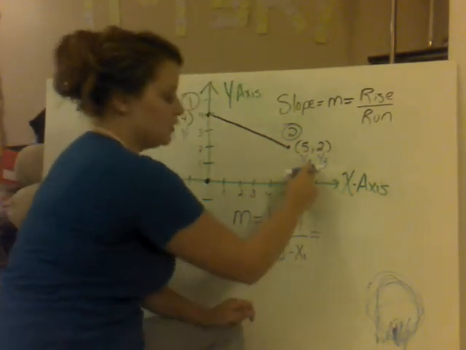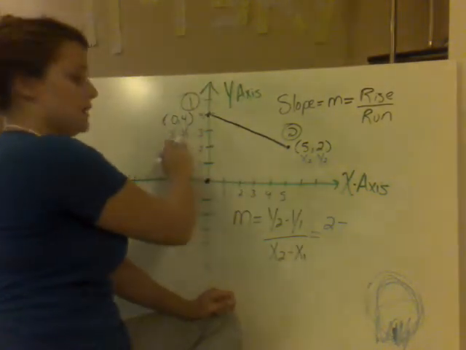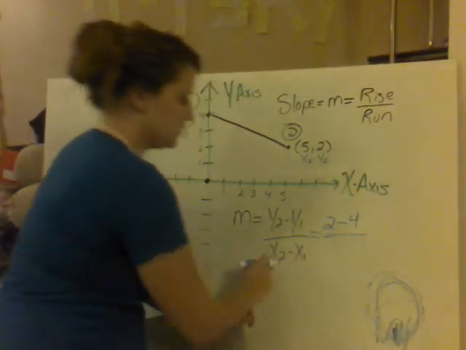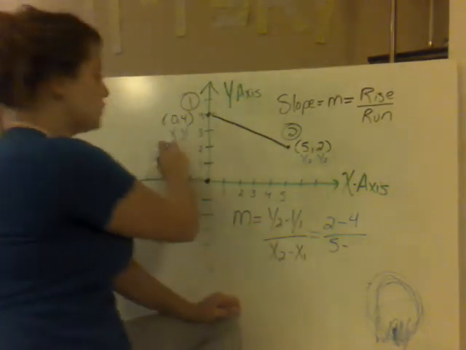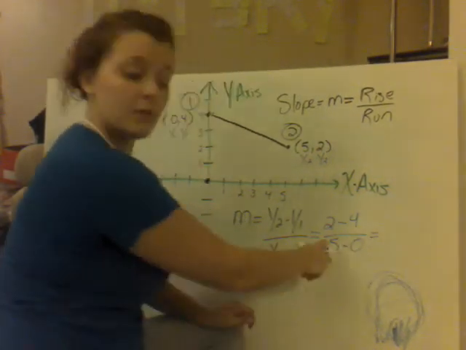Alright, so I'm going to plug in my numbers. So my y2 is the number 2. My y1 is up here, the number 4. My x2 right here is 5. My x1 is up here at 0. Now I'm just going to do simple math for this.